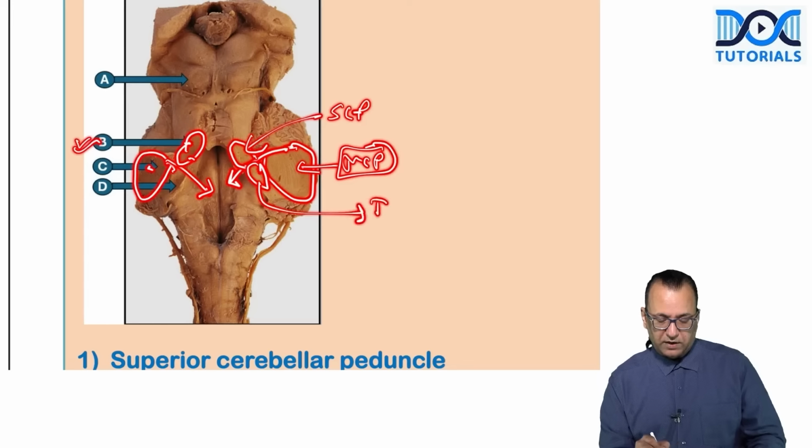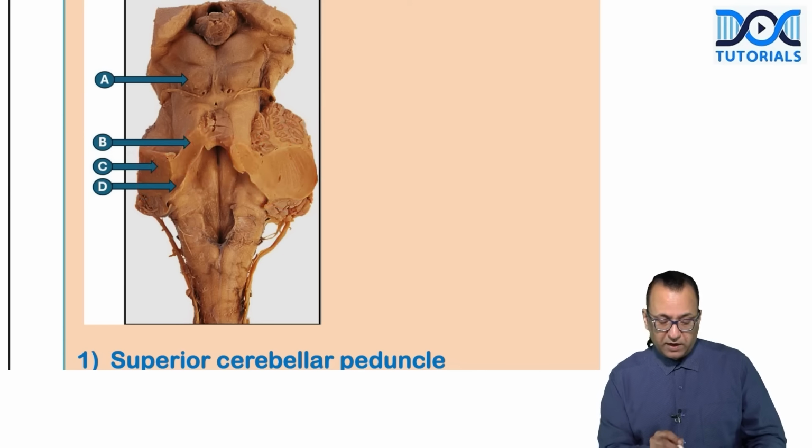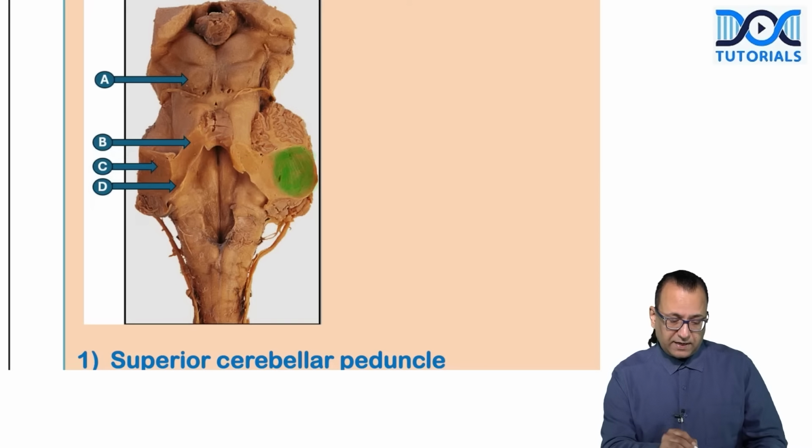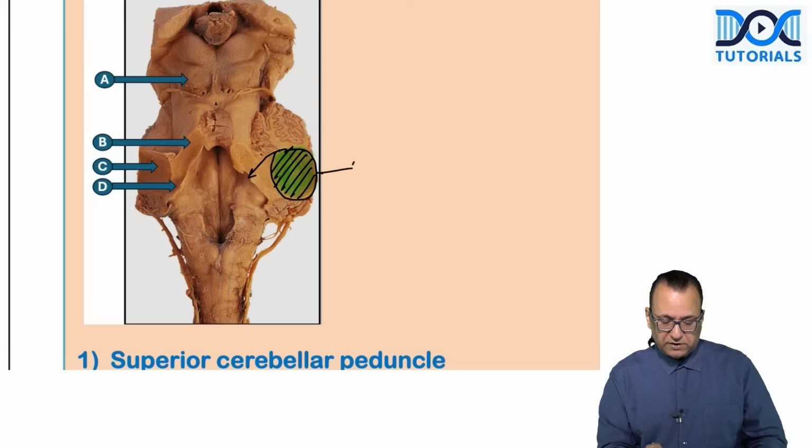So we'll look at the schematic diagram also to discuss, but my point is, if you are using a color code, let us say we are color coding the middle cerebellar peduncle with green. From there you have to put one line, and that line is going infero-medial like this, so that you can demarcate the two other peduncles. So this is the middle cerebellar peduncle.